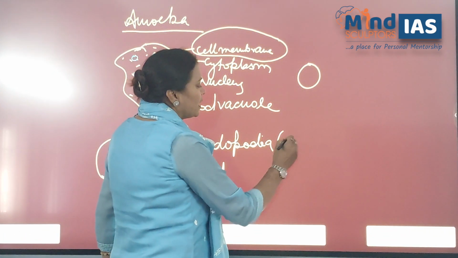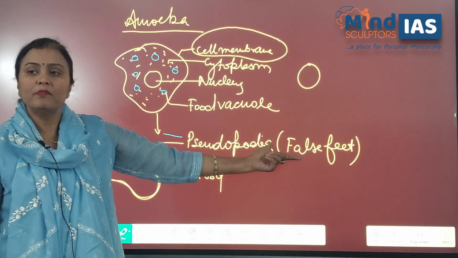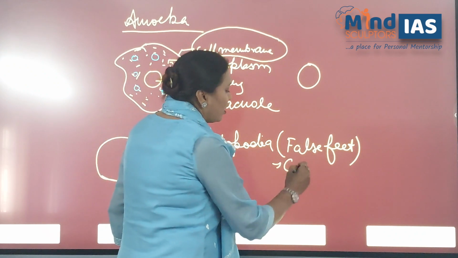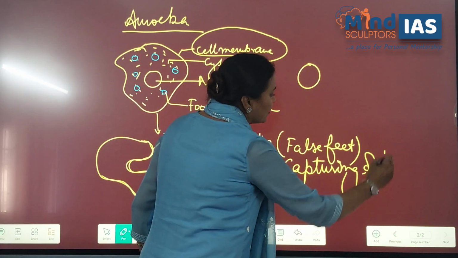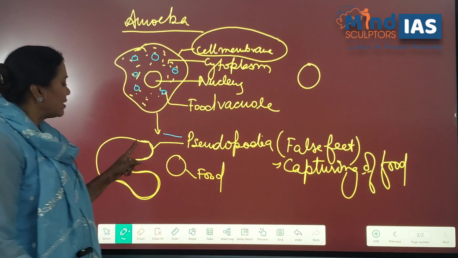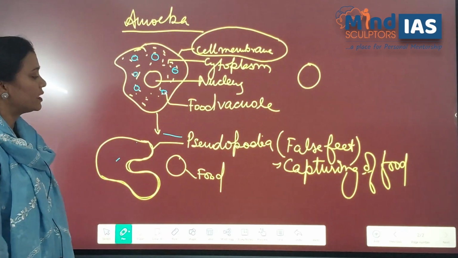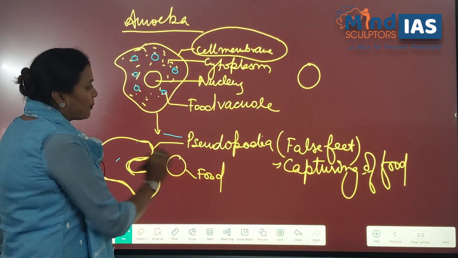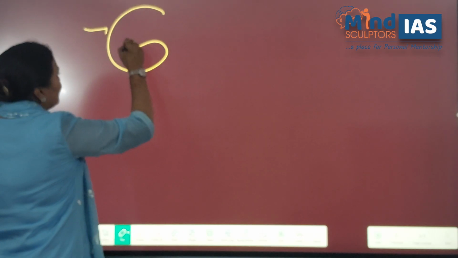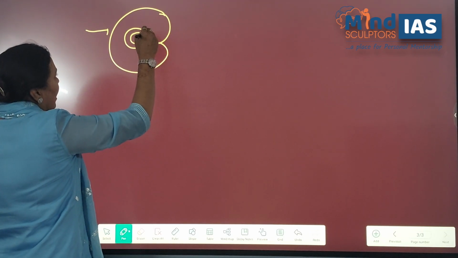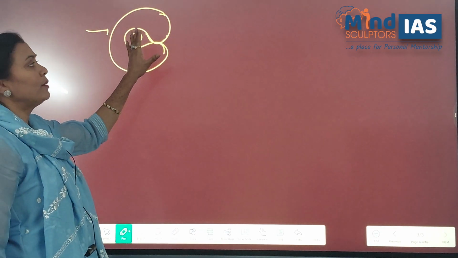Pseudopodia, sometimes we mention it as false feet also, because this structure is important for movement in amoeba as well as for capturing of food. So this extension of cell membrane is called pseudopodia. With the help of the pseudopodia, the amoeba will capture the food. In the next step, you can see this food is inside the body of the amoeba and the pseudopodia closed from this end.